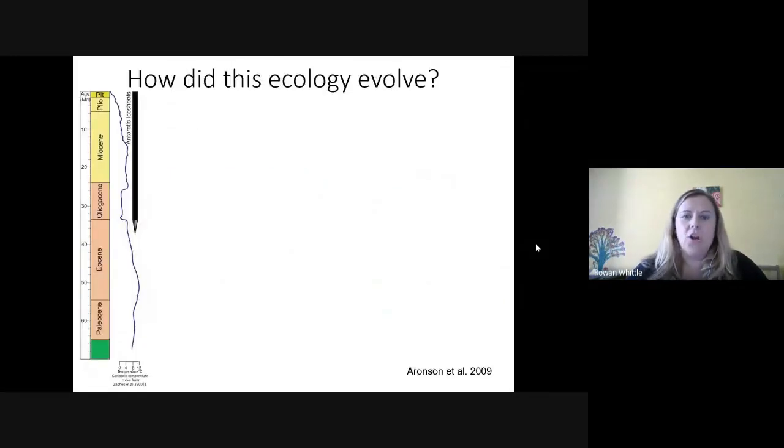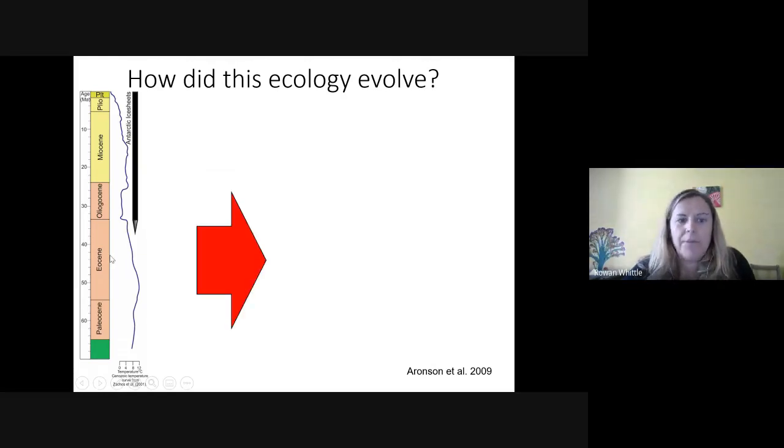Now, how did this ecology evolve? This is the question I'm trying to answer by looking at the fossil record of the Cenozoic. So we're going to start by looking in the Eocene. This is work published by Aronson et al., and it's some of the only work that's been done on ecological structure in the fossil record in Antarctica.